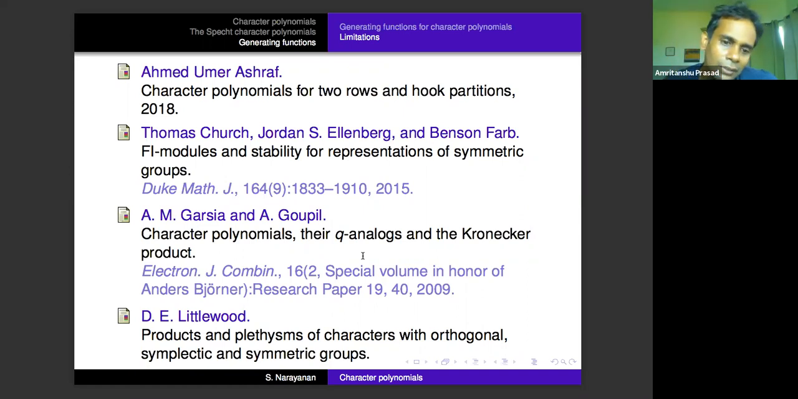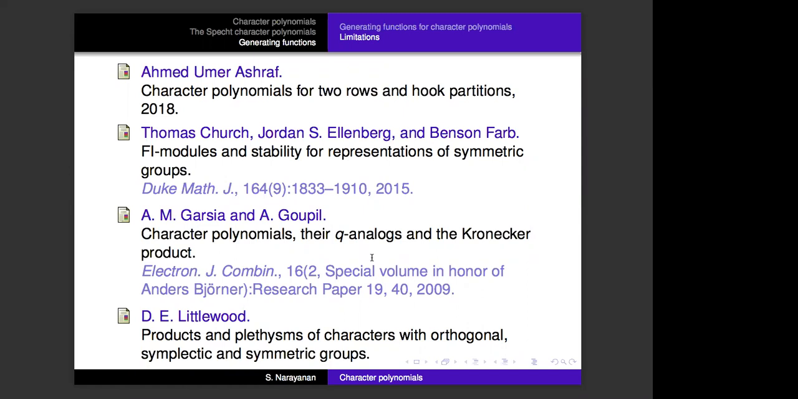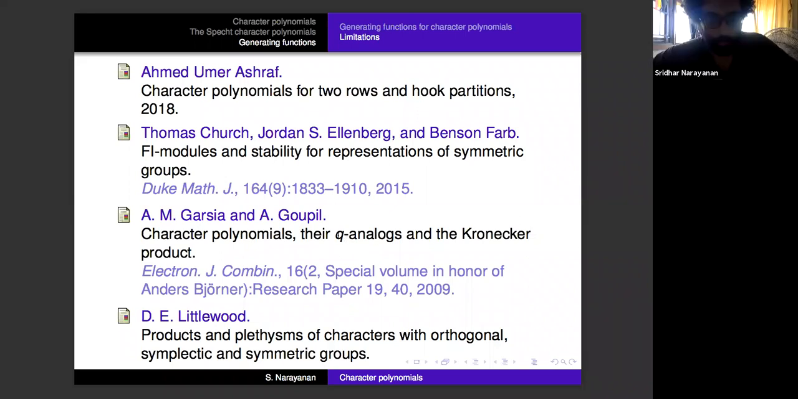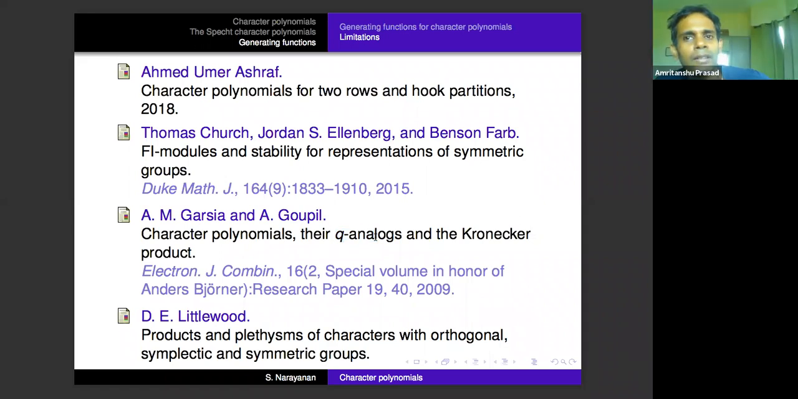Okay, that's good. Any other questions? What is this q-analog in Garcia and Goupil's title? I don't know the reference, it's at the end of the paper. The other thing you could try to look for is growth. Growth, as you said, generating functions help understand growth.